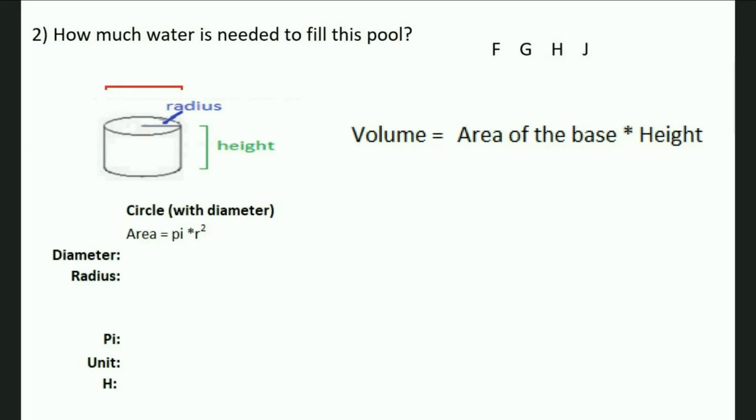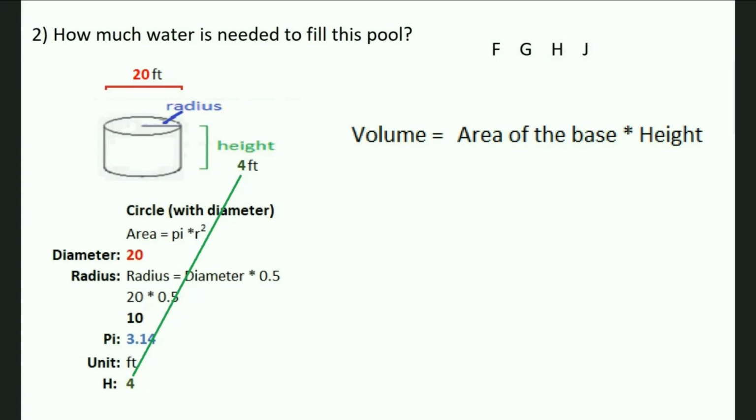How much water is needed to fill this pool? Basically, that's the question being asked. We have a cylinder with a radius and a height, and we need to identify the pieces we'll need to solve this question. Our diameter is 20, which means our radius is 10. Divide the diameter by 2 and you end up with 10 as our radius, and of course our units are feet.